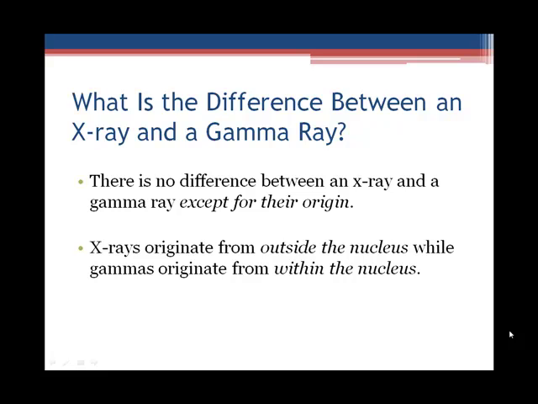What is the difference between an X-ray and a gamma ray? There is no difference between an X-ray and a gamma ray except for their origin. X-rays originate from outside the nucleus, while gammas originate from within the nucleus.